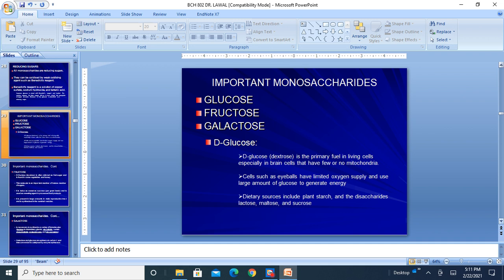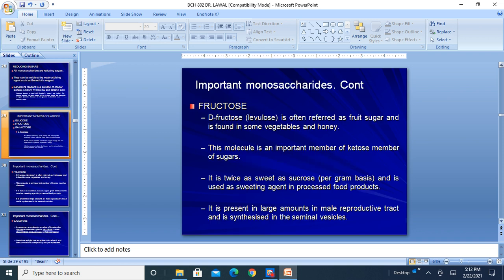So some of the important monosaccharides are glucose, fructose, and galactose. Glucose is the primary fuel in living cells. Like I said, it is the form in which carbohydrates are absorbed. Cells, such as those in the eyeballs, have limited oxygen supply, and then they use a large amount of glucose to generate energy directly. Dietary sources include plant starch and the disaccharides lactose, maltose, as well as sucrose.